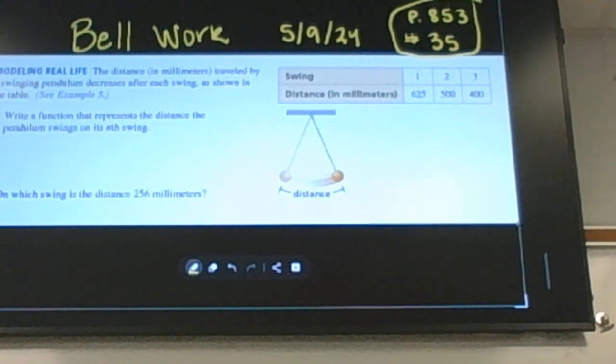So it says this is a pendulum swing. It's a tiny little one, not a huge one. So when it swings each time, it decreases a little bit. So the numbers are going down: 625, 500, 400. Write a function that represents the distance the pendulum swings on its nth swing. So yesterday we talked about this formula, a1 times r to the n minus 1.